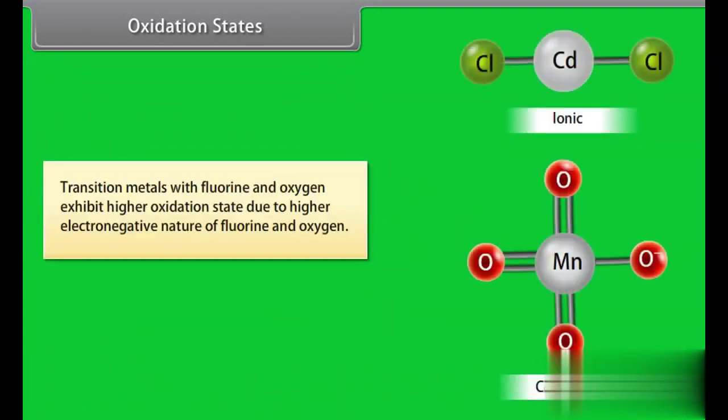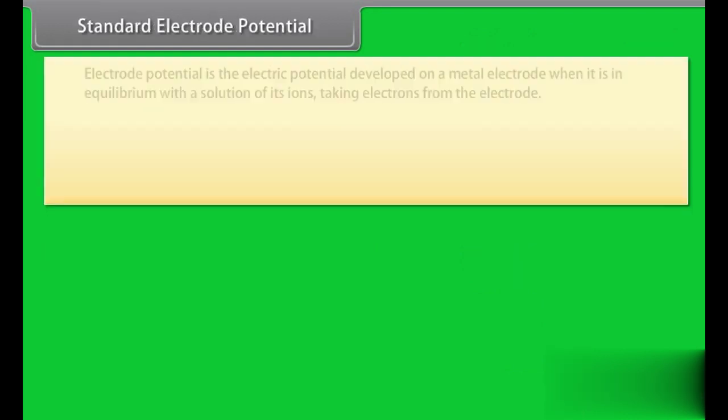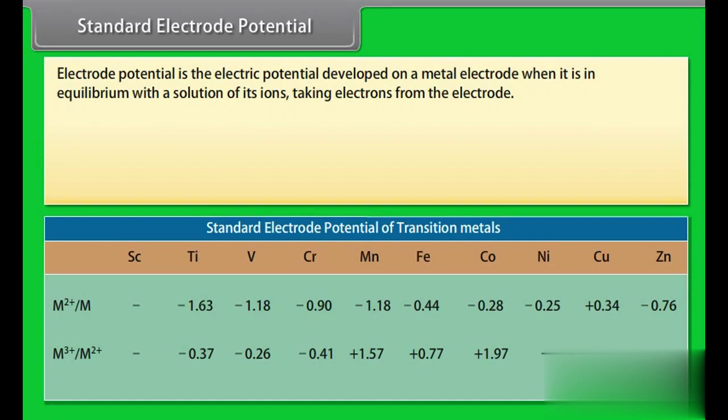Transition metals with fluorine and oxygen exhibit higher oxidation state due to the higher electronegative nature of fluorine and oxygen. Standard electrode potential. Electrode potential is the electric potential developed on a metal electrode when it is in equilibrium with a solution of its ions, taking electrons from the electrode.